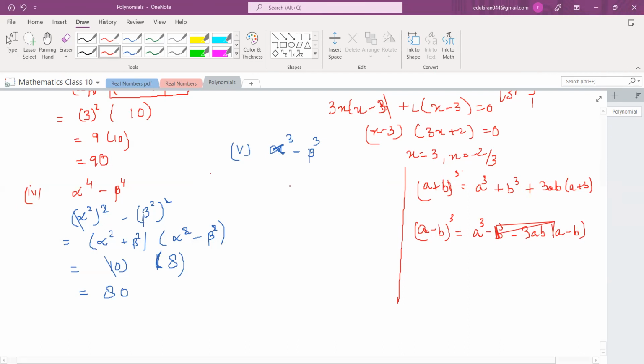So I want to get the value of alpha cube minus beta cube, which I can see here. So that means I have to make use of this identity, not the first one. Clear, Abdullah? Okay, so how can I do it? I'll keep these terms on the RHS and I'll bring all the other terms on the LHS. So I can write it as a minus b whole cube and bring all the terms here. So plus 3ab into a minus b, which is equal to a cube minus b cube.